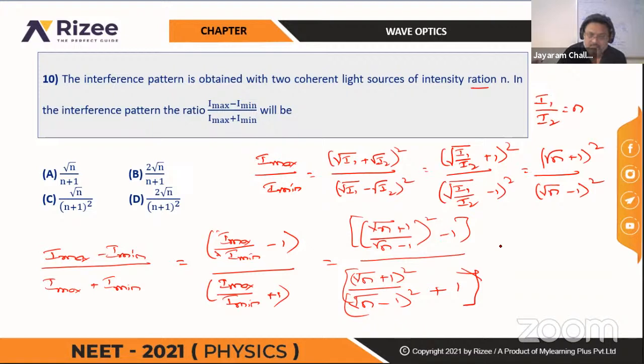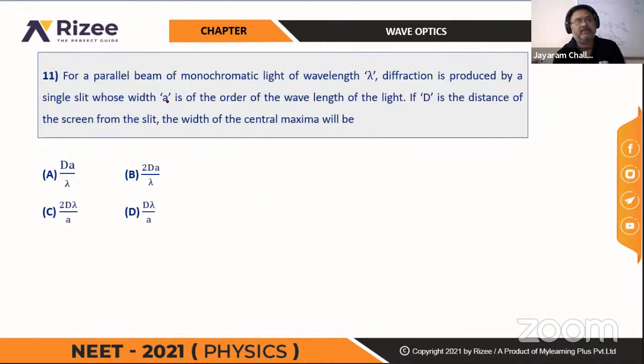So solving this, taking the LCM and so on, you should get it. Here the plus sign is there. So in the numerator, we should be left with 4 root n, and in the denominator, 2 into n plus 1. Or it will be 2 root n by n plus 1. This is our relationship. Next one.